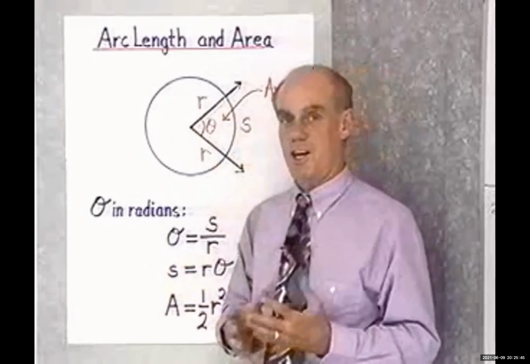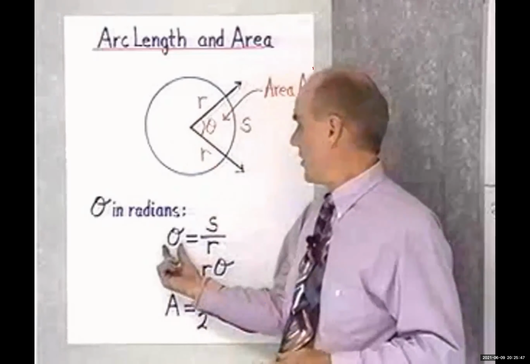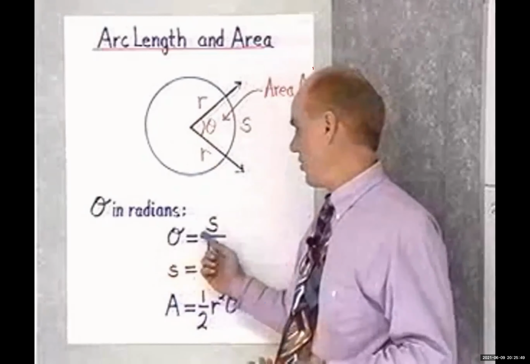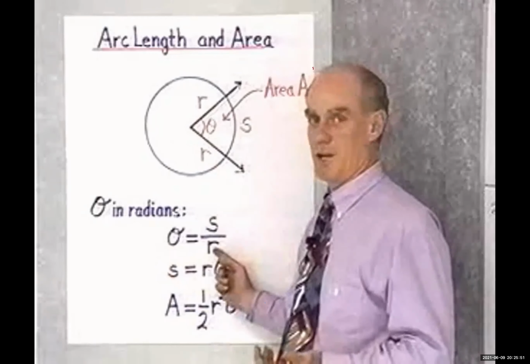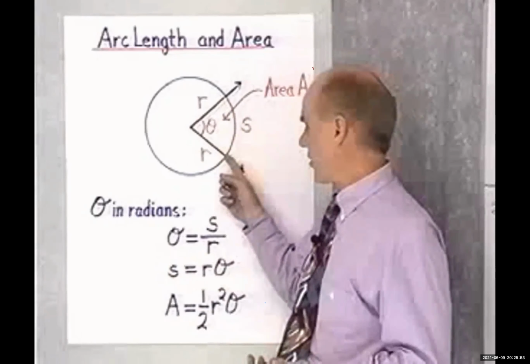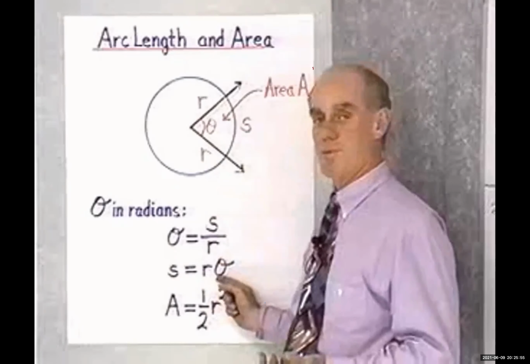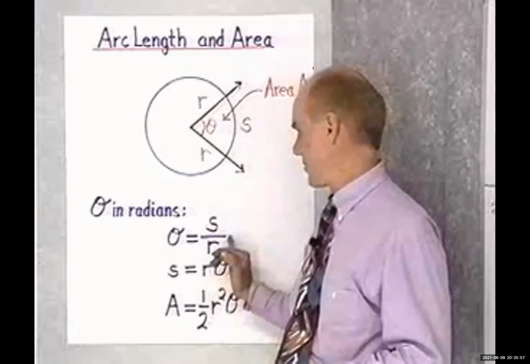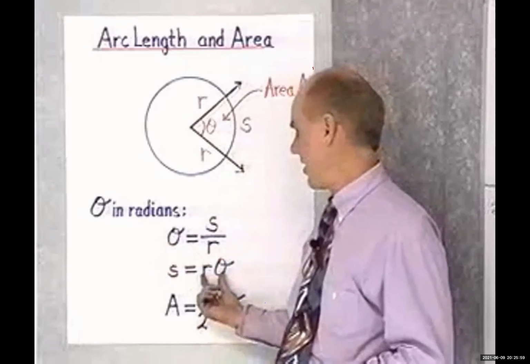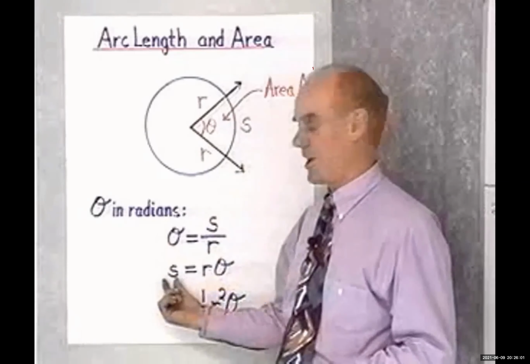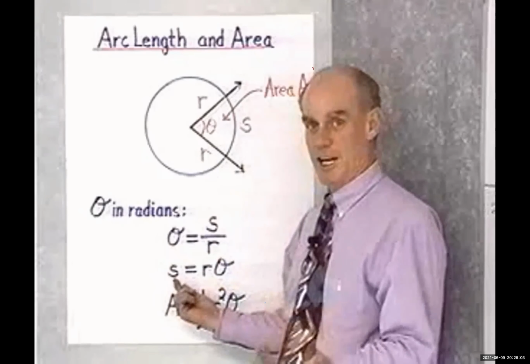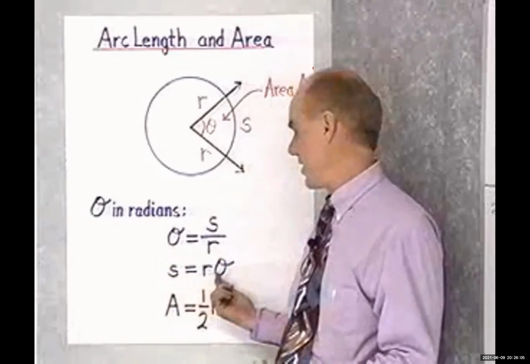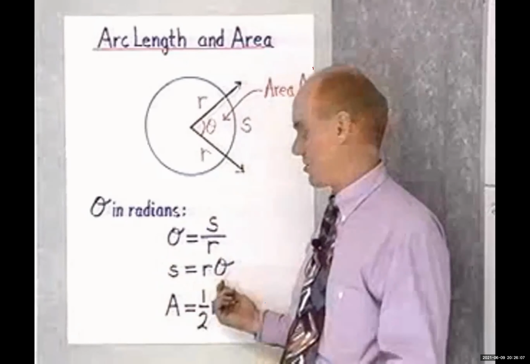Here are the formulas if theta is written in radians. The radian measure for theta, as you know, is the arc length s divided by the radius r. That means that the arc length s is r times theta, as long as theta is written in radians. If I multiply both sides by r, I get r times theta is equal to s. So here's a formula that allows us to find arc length if we're given the radius and the central angle measure in radians.